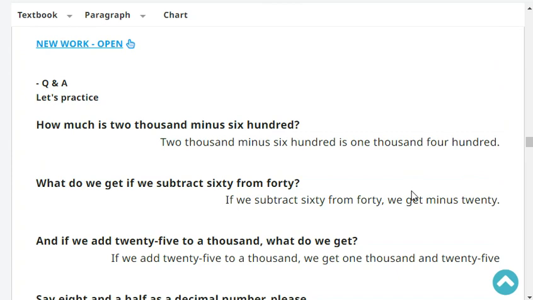How much is 2000 minus 600? 2000 minus 600 is 1400. Oh, we don't say "one thousand four hundred" like that, we say "fourteen hundred". But after the numbers, after the 100, we say "and", like 403, "four hundred and three".